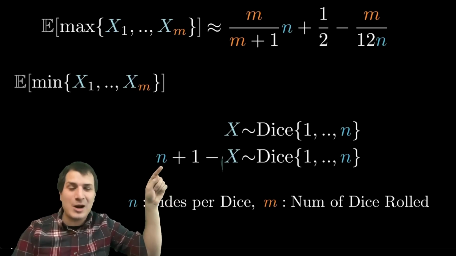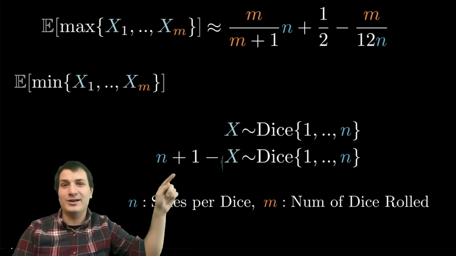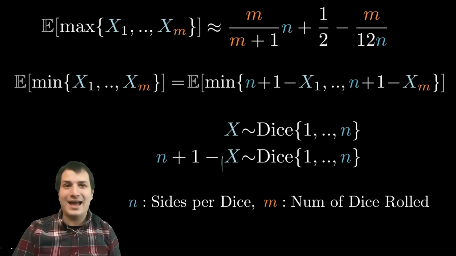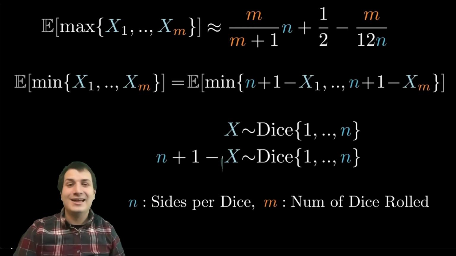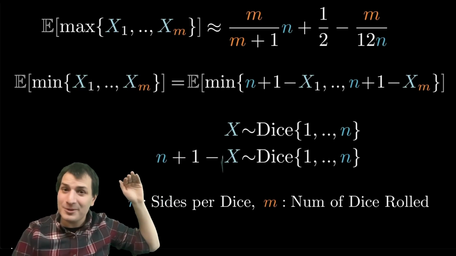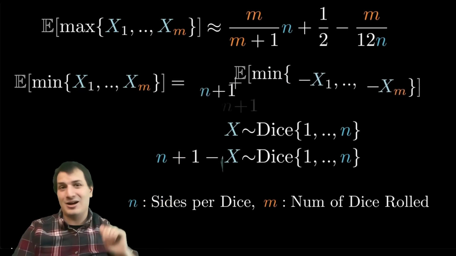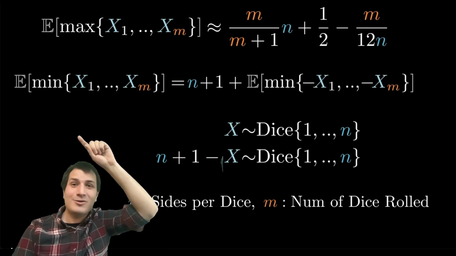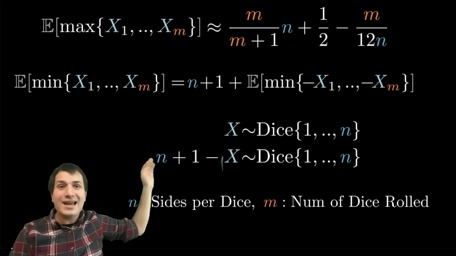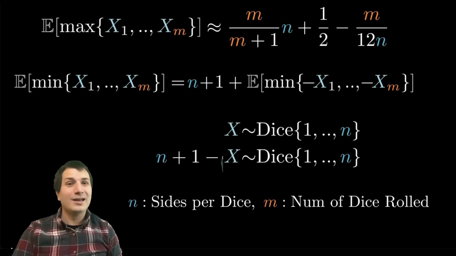And when you take this property, n plus 1 minus x is still a fair dice roll, you can replace every individual copy of the x in here with their n plus 1 minus versions. And now you have a minimum where n plus 1 appears in every single term. And if n plus 1 appears in every single term, you can just pull that out as a constant. So the expected value of the minimum is the same as n plus 1 plus the expected value of negative all the x's. And here's the nice thing.